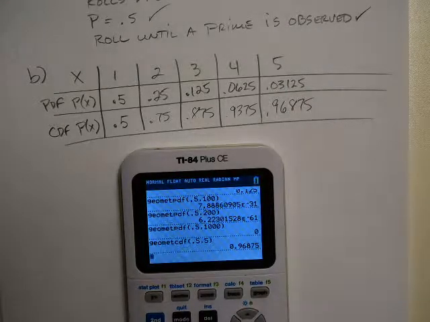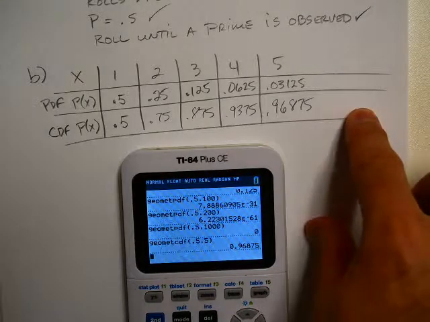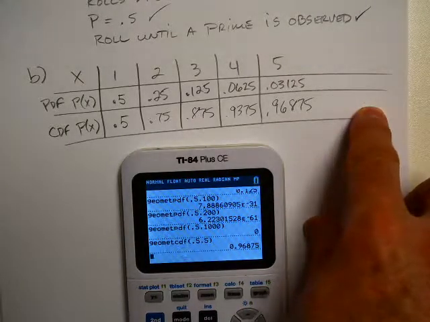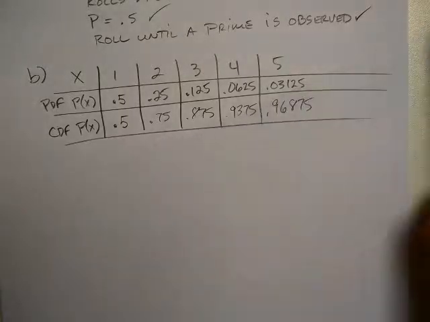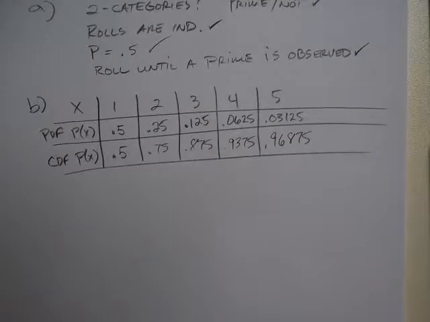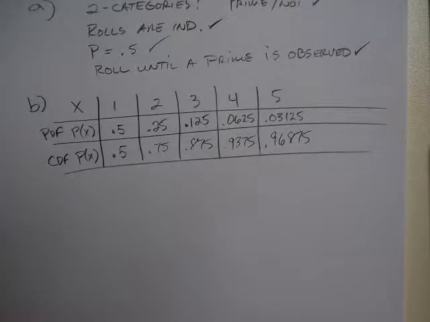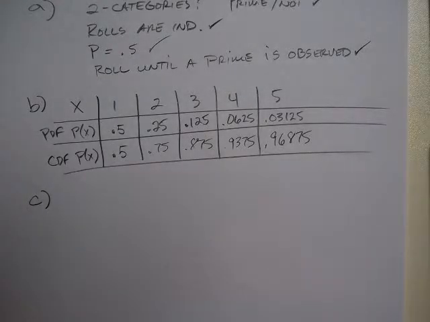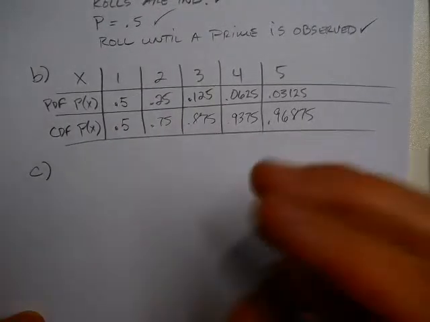And when does this one get to 1? It never does, right, exactly. You can never quite get to 1. You could say, hey, I'm going to roll this die 1,000 times, and it's possible that I could not get a prime, but it's very unlikely. Okay, so C and D just ask us to graph these.